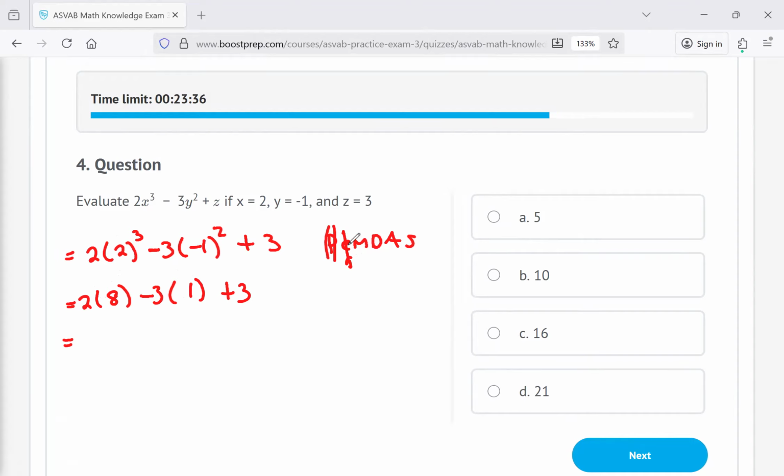Okay, so we did the exponents, then we have to do the multiplication. We do have 2 multiplications. So what's 2 times 8? 16. What's -3 times 1? -3. And then we don't have a division. We have both an addition and subtraction, so you know the rule: if you have both addition and subtraction, you must go from left to right. So 16 minus 3 is 13, plus 3 is 16. Great, not too bad.